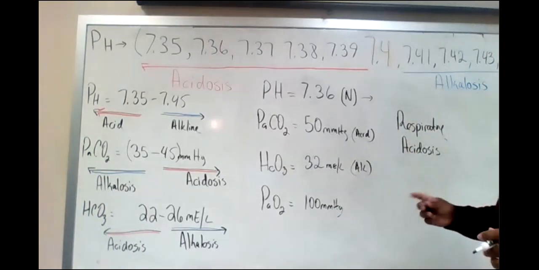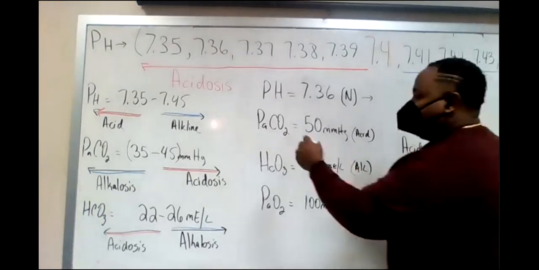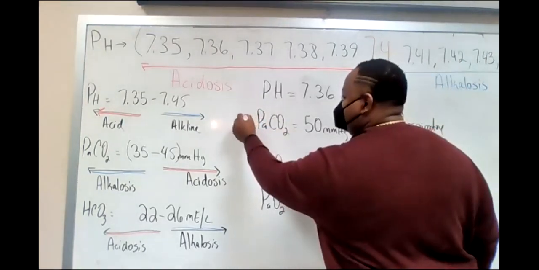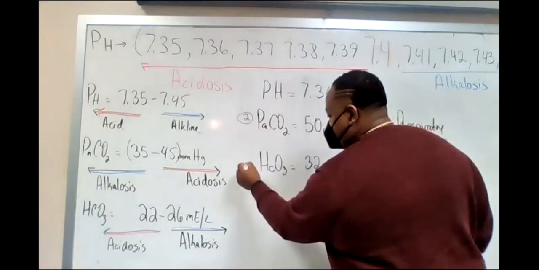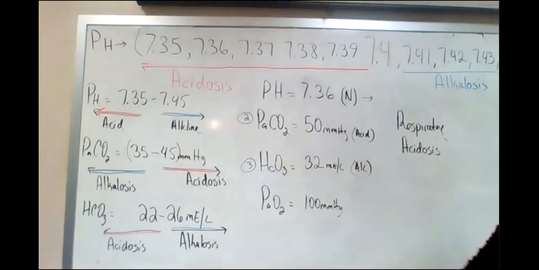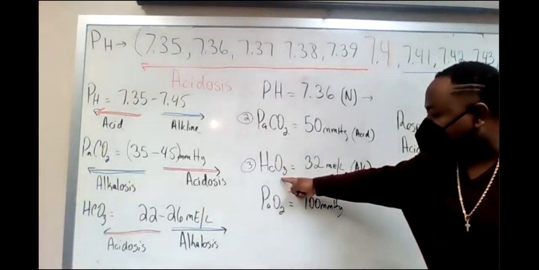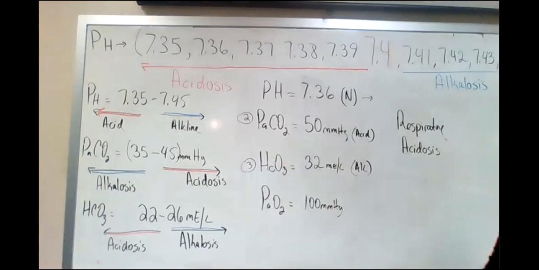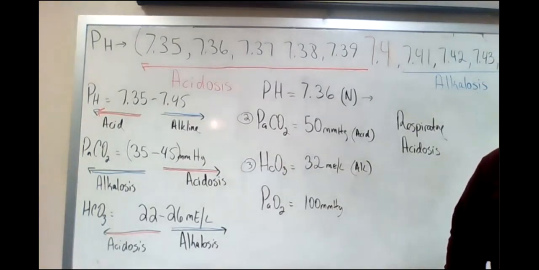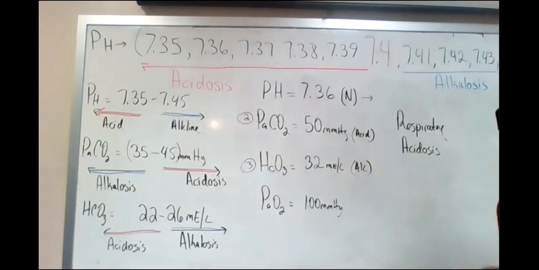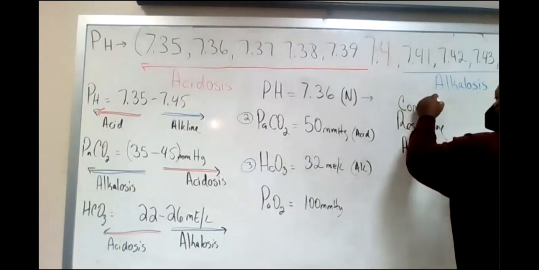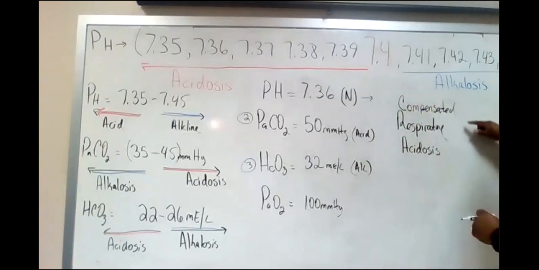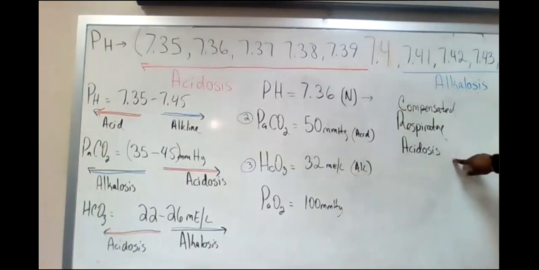Okay, now we got to find out, is there compensation? So if the person who's causing the problem is the second player, in this case, the other one got to be the third player. It's only three players. So look at your rule. Is the third player in normal range, yes or no? No. So since he's not in normal range, that means what? He's compensating. There is compensation. So we're in a compensated respiratory acidosis.